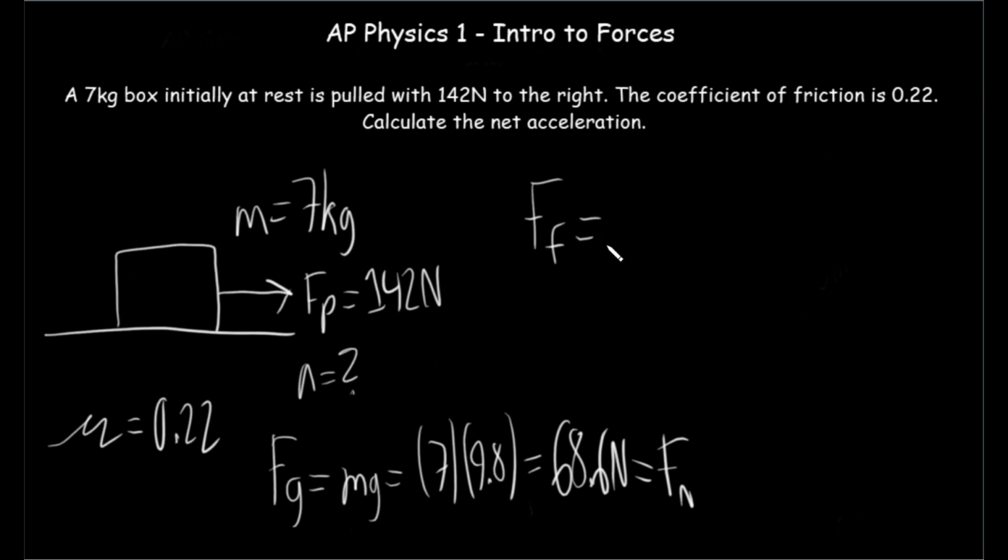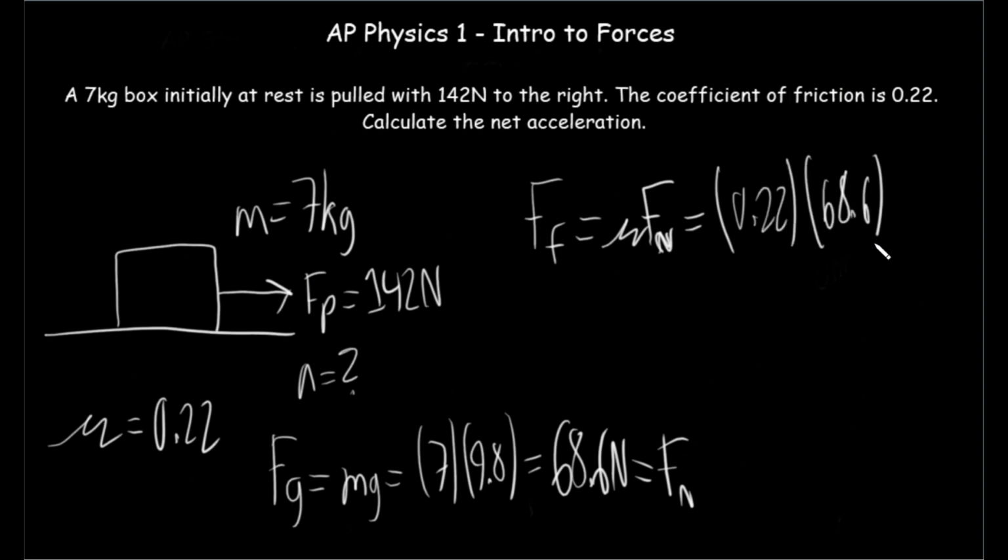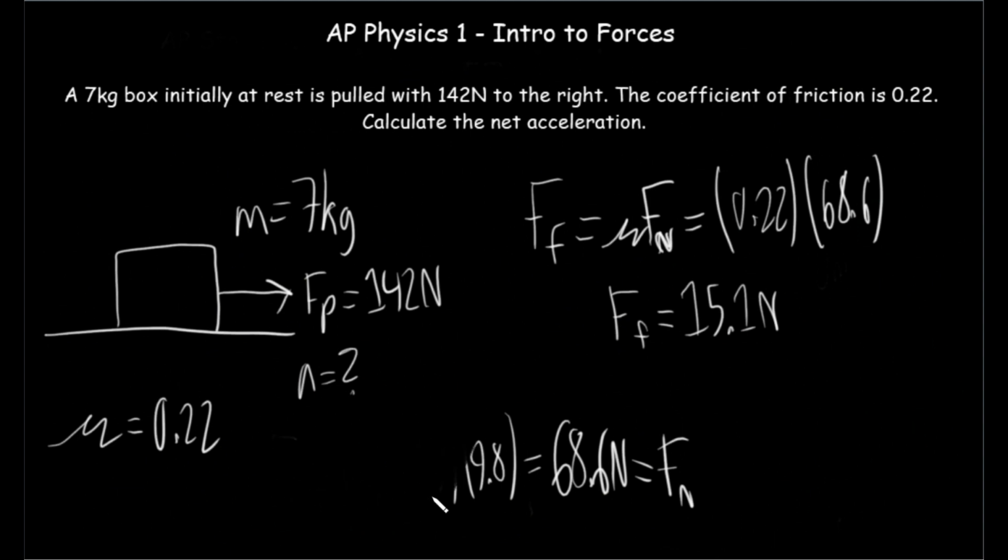Then, since we have our coefficient of friction and our normal force, we can already calculate for the force of friction. So we have 0.22 times 68.6, and I guess you can round it to the nearest tenth. 15.1 newtons. Okay, now we can solve for the net acceleration.